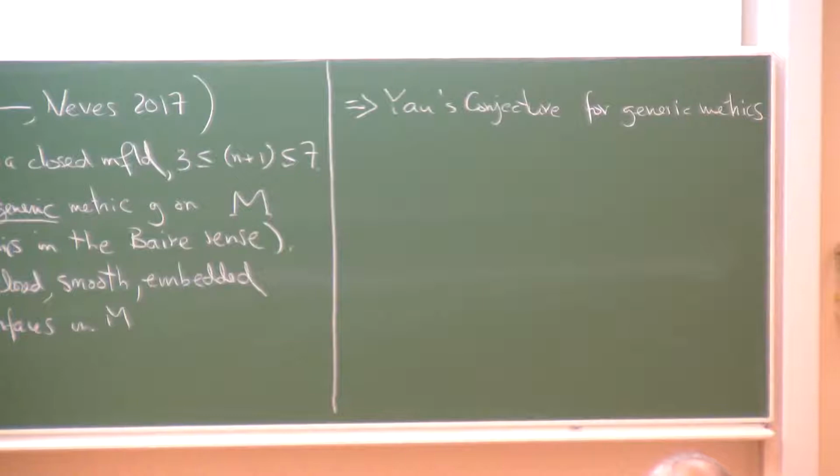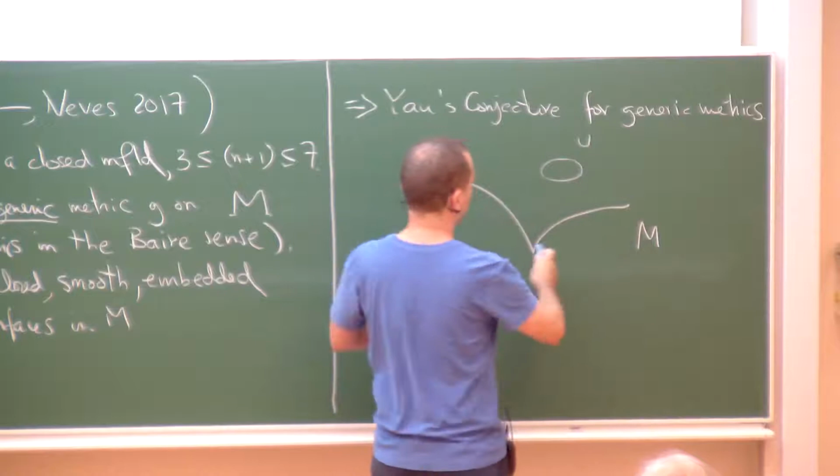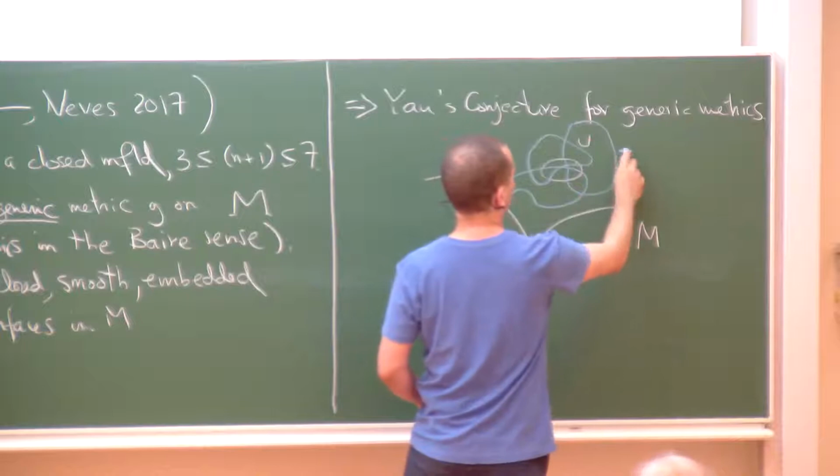So let me draw a picture here. This is the manifold M. No matter how small the region you have, for a generic metric, there will be infinitely many minimal surfaces that intersect that open set U.